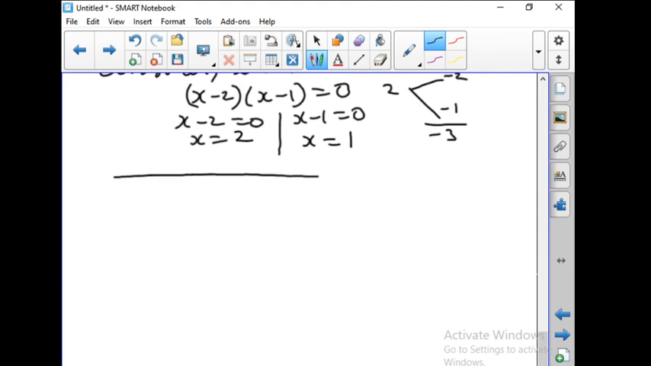So, put it in the number line, minus infinity to plus infinity. Which is the smaller number? The smaller number is 1. Therefore, we put 1, then 2. Start from the right: plus, minus, plus. Now, what is the inequality? It is less than or equal to.